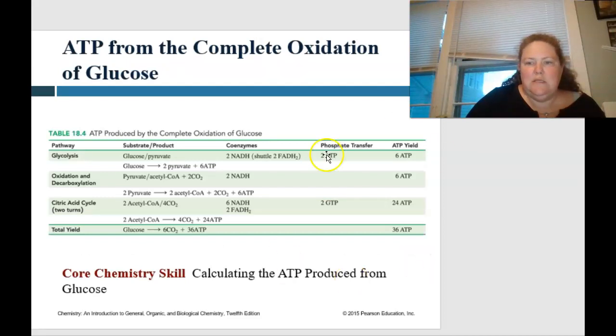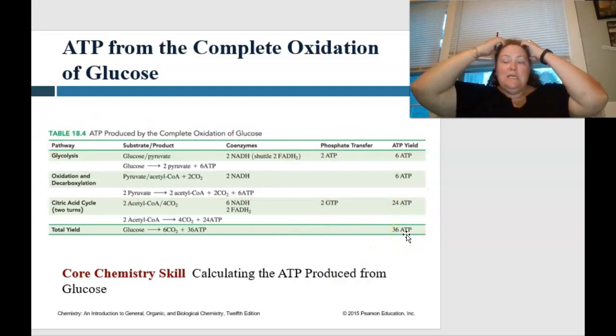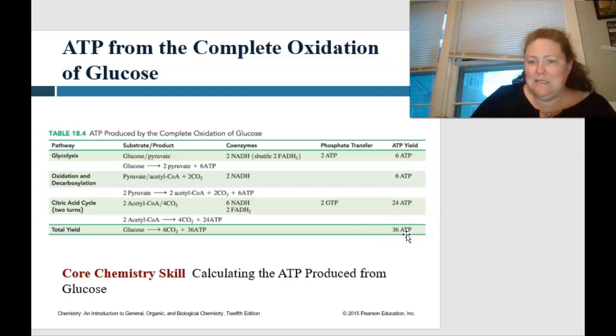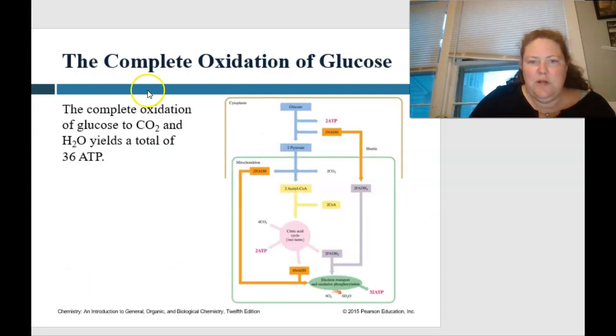Okay, and so this is a great little summary, and this class teaches that 1 glucose is going to produce 36 ATP. Now the reason I say this class is because other textbooks, some of them say 30, some of them say 32, some of them say 34, some of them say 36. It depends on a lot of different factors. And so for this class, remember 36. Okay? So here is your overall summary of the complete oxidation of glucose to CO2, carbon dioxide that we exhale, as well as water, and it yields a total of 36 ATP.